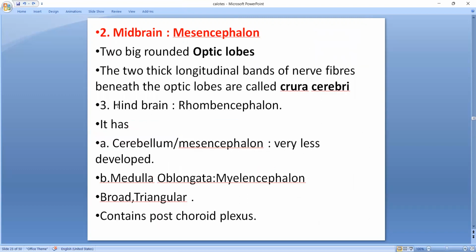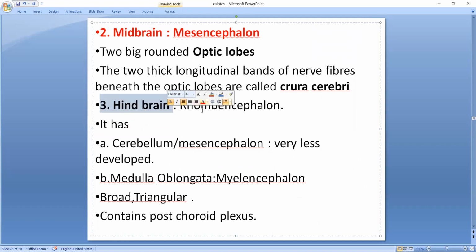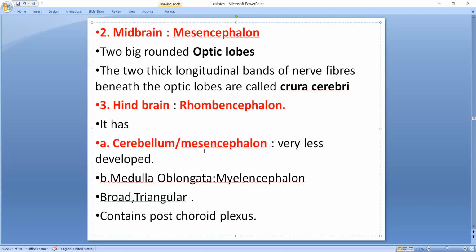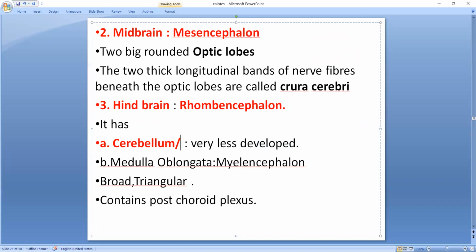Right. So then the hindbrain, very simple. It is also known as rhombencephalon. It has a cerebellum. The cerebellum is very, very less developed.